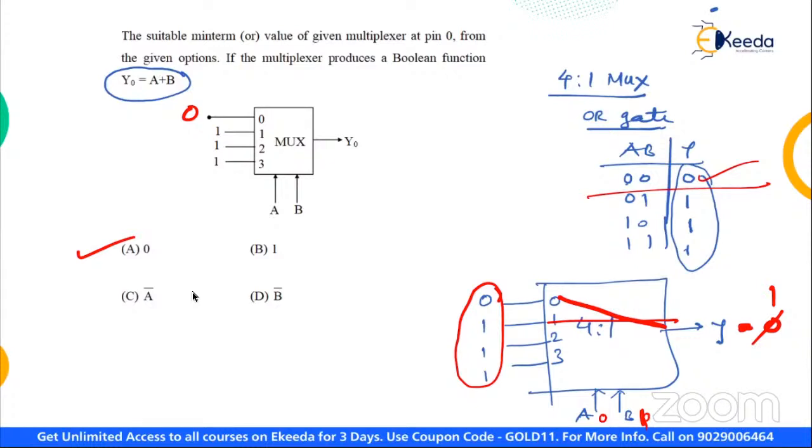But let me tell you, those whose concepts are very much clear, guys, they will never ever go for such a simplification method. Just by observation only, you should understand. This 0111 should be copied at the input. That is nothing but the output of the OR gate. So I'm sure you understood this question, and there is no point to discuss more on this, right?